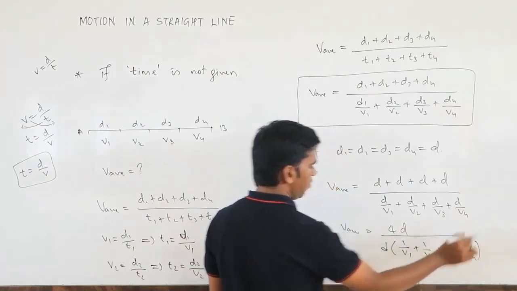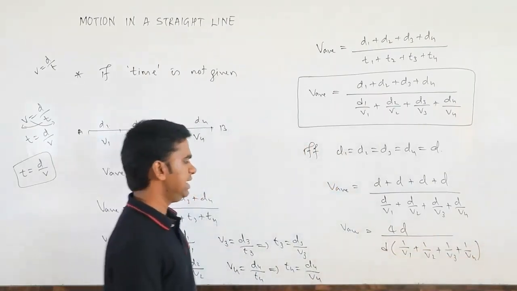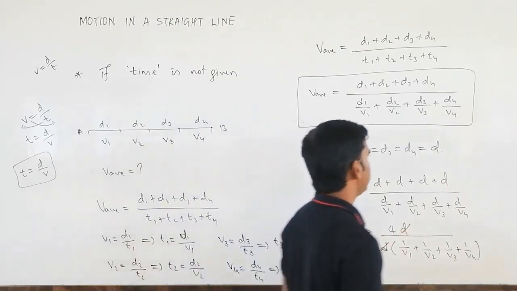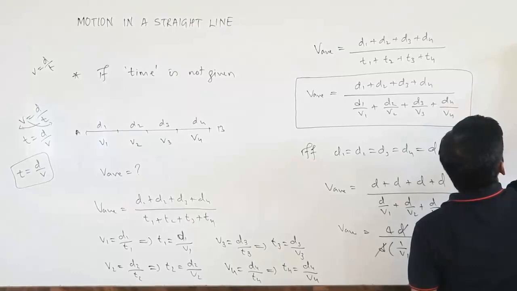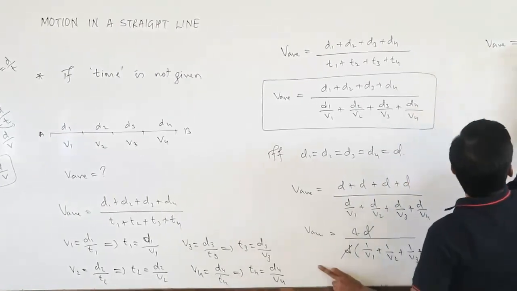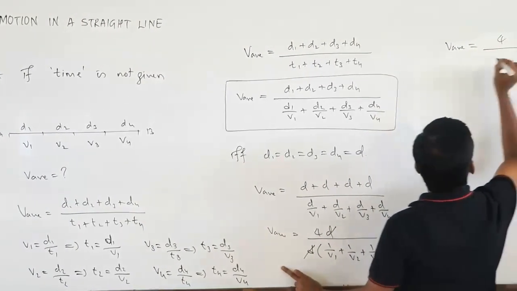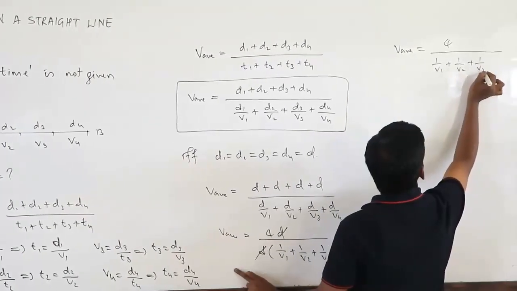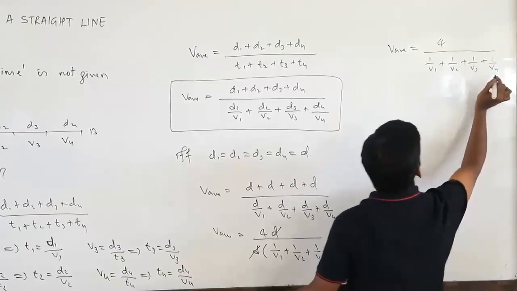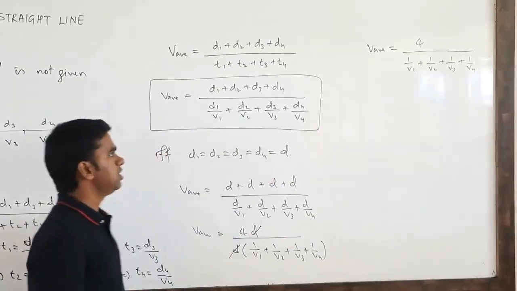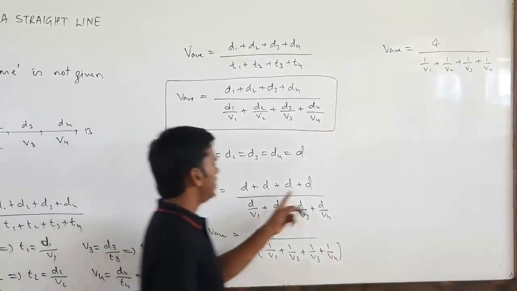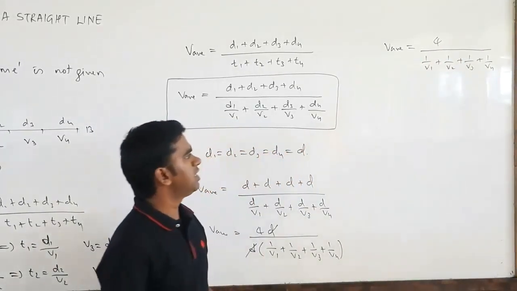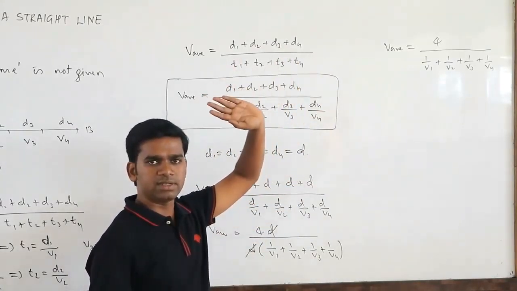So what will happen? d will get cancelled. So what will your formula be then? v average is equal to 4 divided by 1 by v1 plus 1 by v2 plus 1 by v3 plus 1 by v4. So instead of d, 4 will come. Okay. Suppose there are n number of distances.